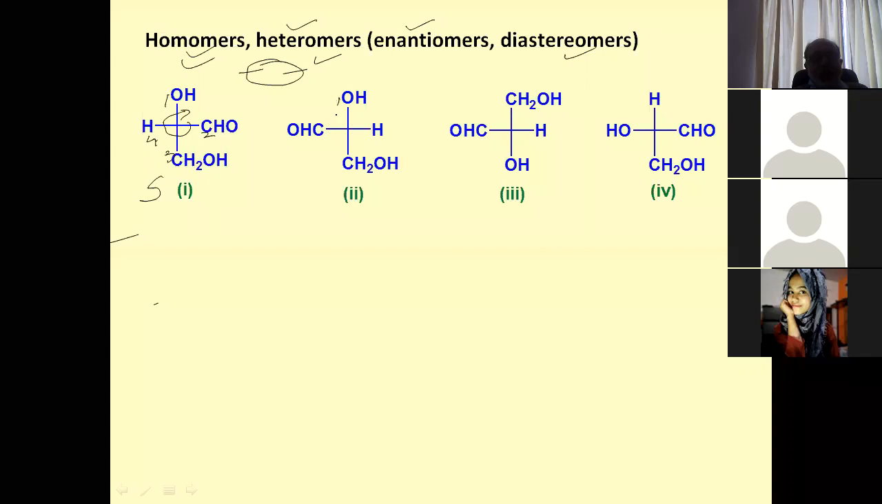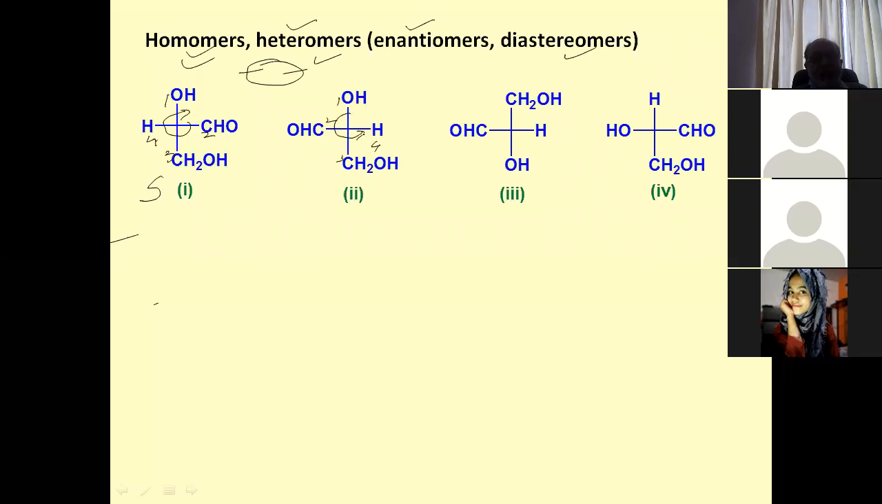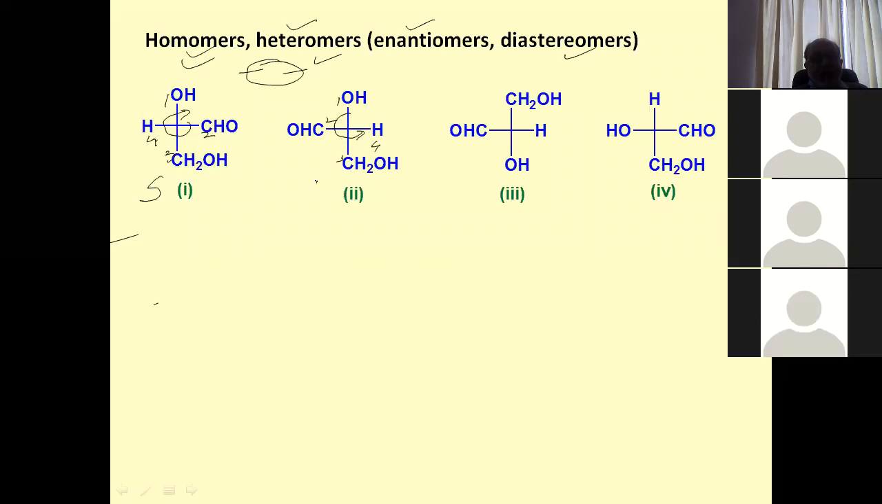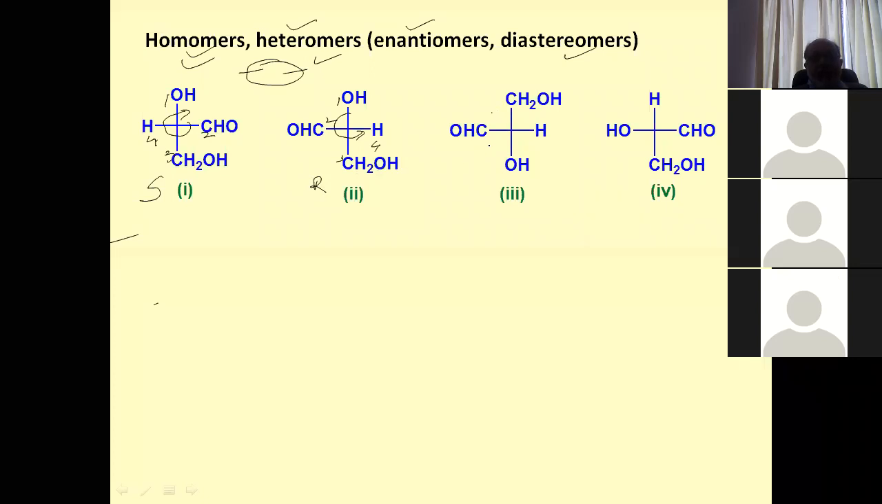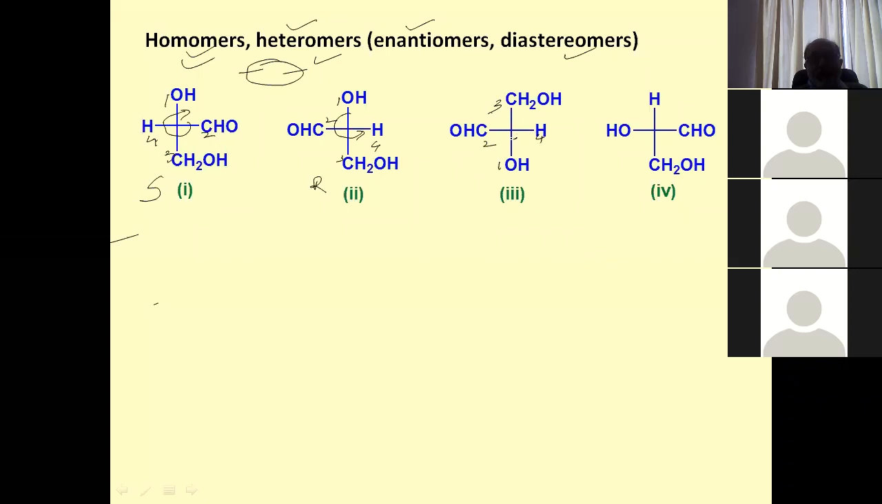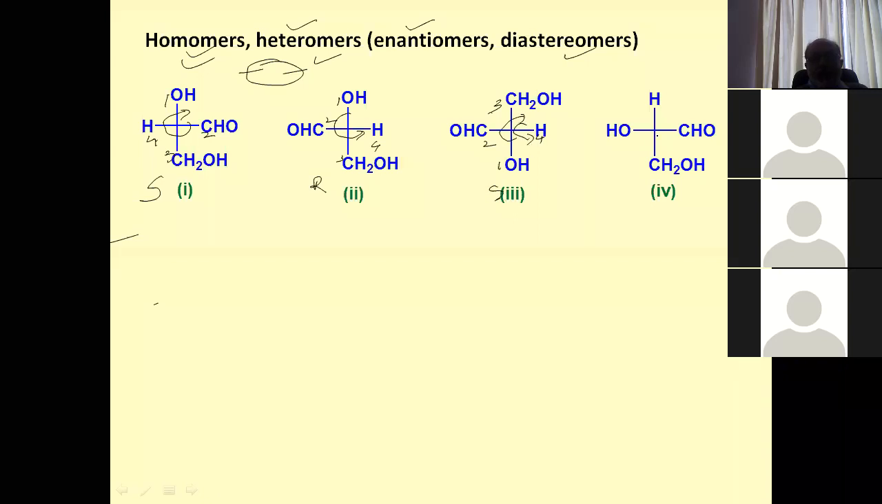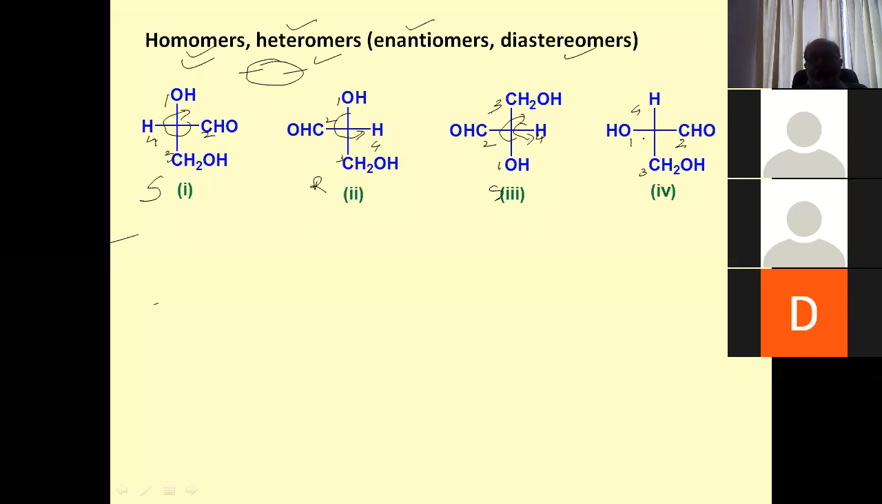Tell me. 1, 2, 3, 4. This is going to be R. Yes, R. What about this one? This is 1, 2, 3, 4. S. It is going to be S. And what about this one? This is 1, 2, 3, 4. Tell me what it is. R.